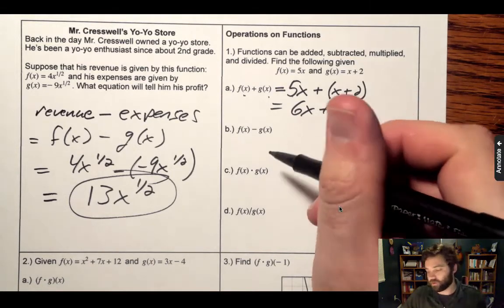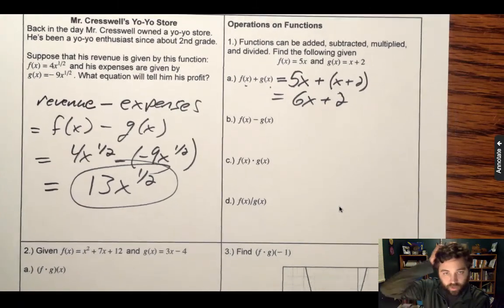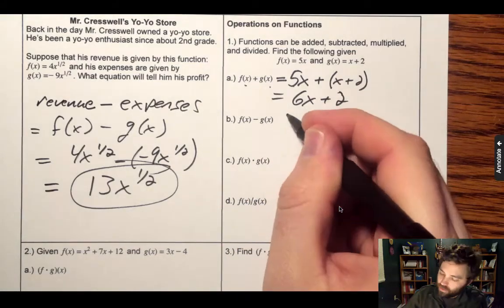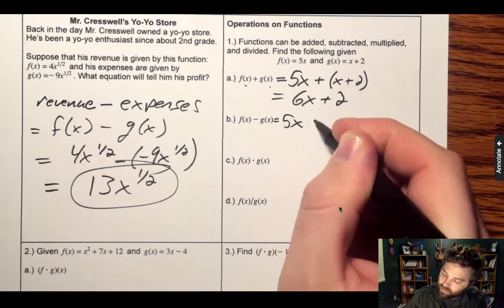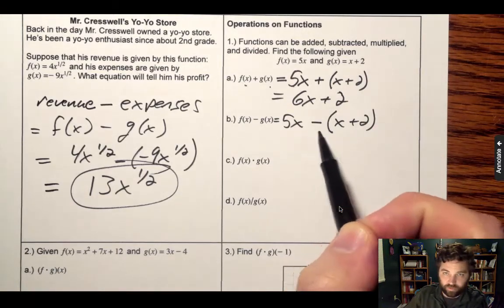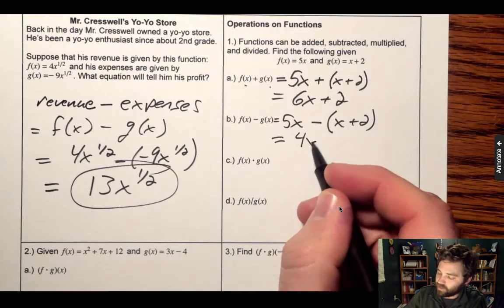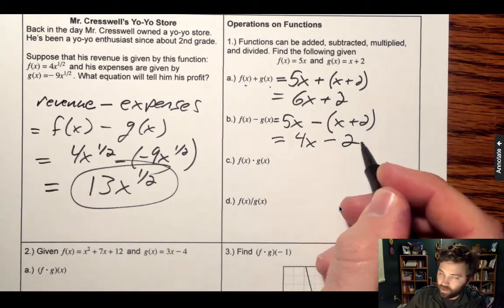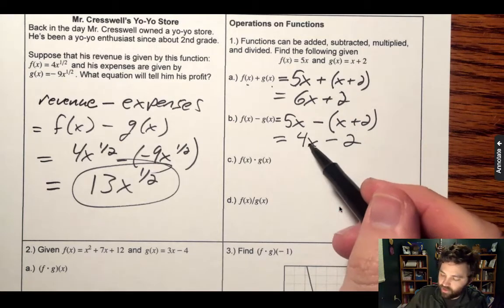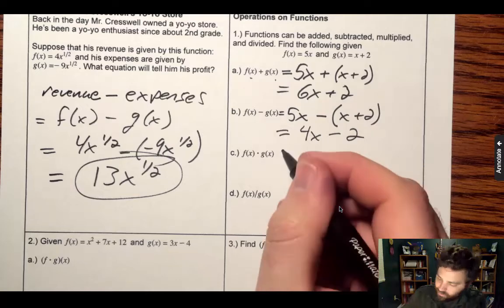Going on to the next one. And these are ones where you should pause the video and give it a try first. So going on to the next one, f of x minus g of x. So that is going to be 5x minus x plus 2. Be careful, we'll have to distribute the negative through this whole thing. So 5x minus x is going to be 4x and then negative 2. Really easy to forget, especially in a multiple choice test. You know that 4x plus 2 is going to be on there. So take your time on those.